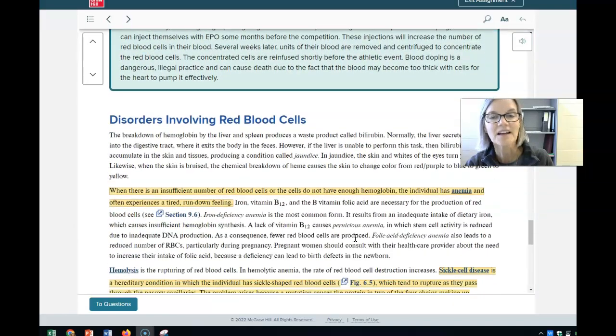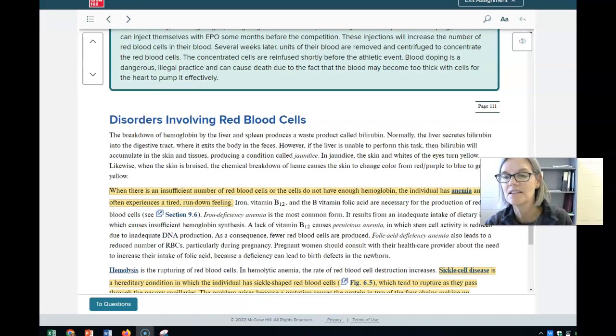Okay. I wanted to just talk a little bit about some of the disorders related to red blood cells, particularly anemia. And there's a couple different kinds of anemia. Now, we talked a little bit already about how oxygen is delivered to cells and this thing called cellular respiration occurs. And with cellular respiration, you need oxygen and food so that the cells can generate ATP.